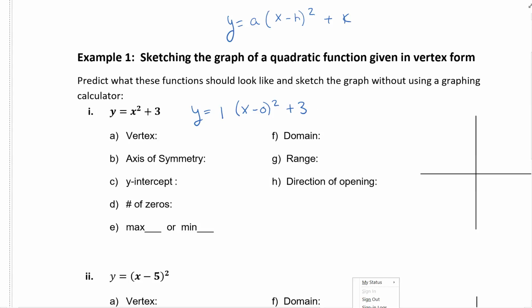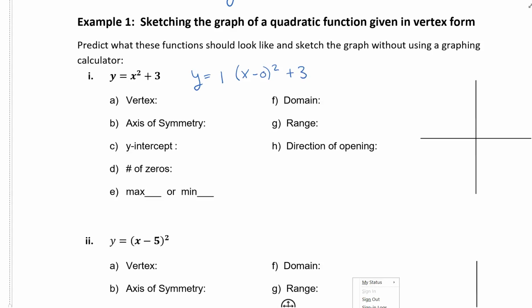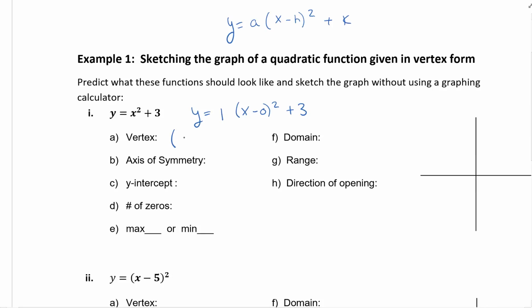So if I'm looking at my vertex and I'm finding my h and my k out of there, my h value would be 0, and my k value would be 3. Axis of symmetry then would be x equals 0. My y-intercept, how do I figure that one out? Well, you would plug in x is equal to 0, so y is equal to 0 squared plus 3, that would just give me a y-intercept of 3. How many zeros does this have? How many times does it cross the x-axis?